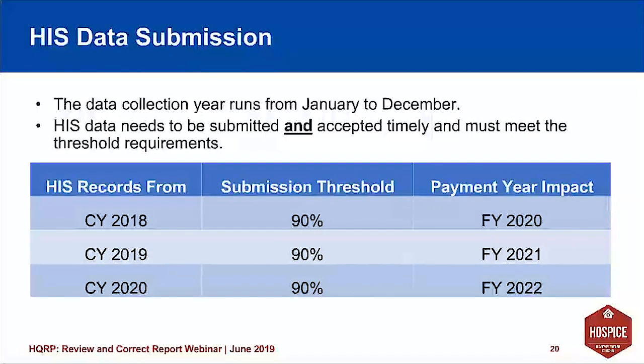So let's talk about the HIS data submission. The data collection year runs from January to December. The HIS data needs to be submitted and accepted in a timely manner and must meet the threshold requirements. When the HIS was first collected, the threshold was lower, at 70, then 80%. At this point, 90% of the HIS records need to be submitted and accepted timely in order to comply. You can see from this graphic that records from 2018 will impact fiscal year 2020, and so on. So records from this year, 2019, need to be at a 90% threshold and will impact fiscal year 2021.